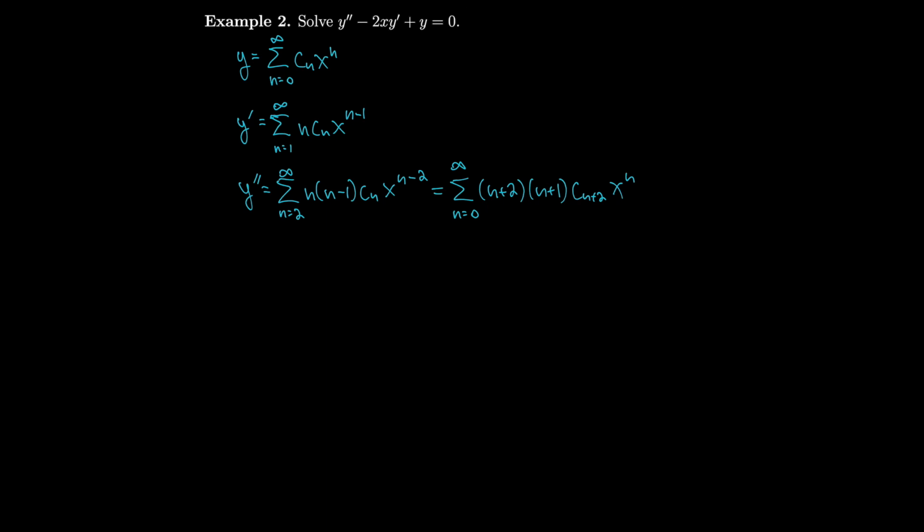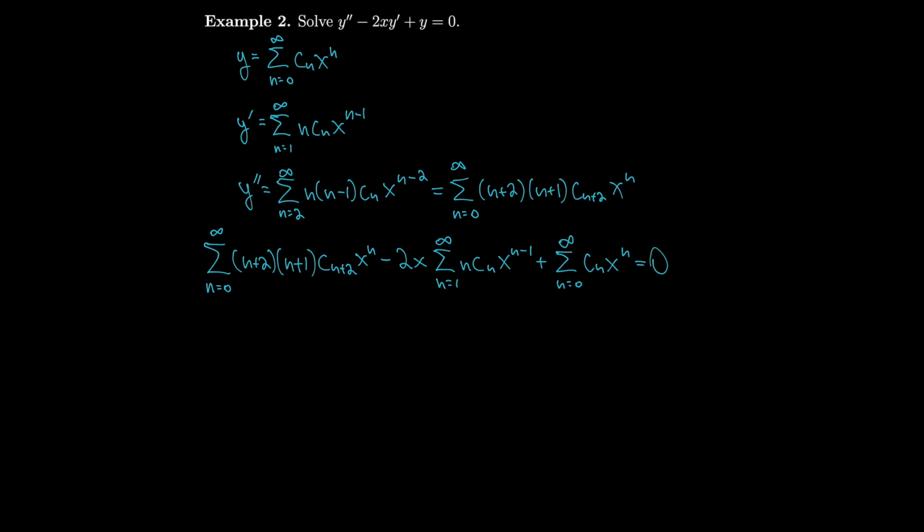And now we'll replace everything in our differential equation. So we'll replace y double prime with the sum from n equals 0 to infinity of n plus 2 times n plus 1 times Cn plus 2 x to the n, minus 2x times y prime, so that's 2x times the sum from n equals 1 to infinity of n Cn x to the n minus 1, plus y, which is just the sum from n equals 0 to infinity of Cn x to the n. And all that's supposed to equal 0.